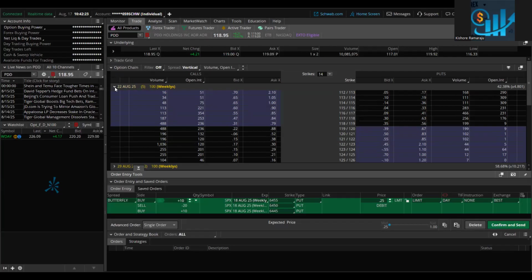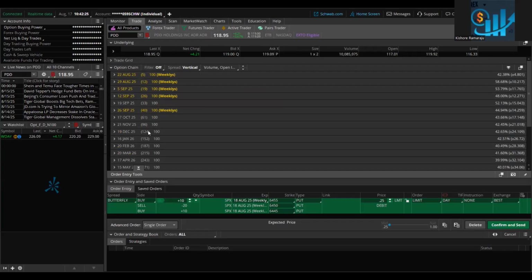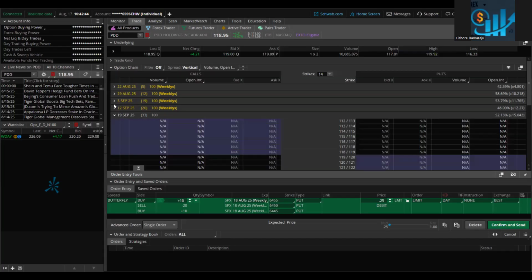So, for example, generally for stocks, you have the weekly expiry, right? Like 22nd, 29th, 5th. Whichever you see here in yellow color, they are weekly expiries. And then you have monthly expiries. Weekly expiries come with high risk and high reward. Monthly expiries come with low risk and low reward.